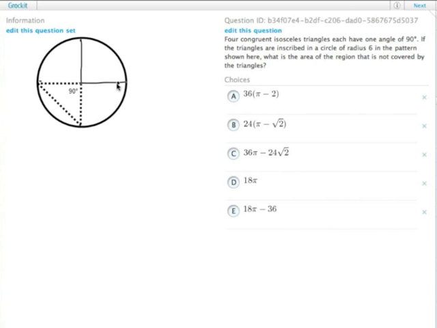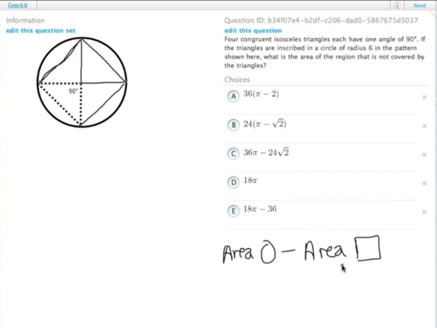I'm not going to dot them, I guess, because I'm a bad person. But we have three other triangles here forming a square. So for our answer, the area of the circle minus the area of the square within it is going to be the area not covered by the triangles.